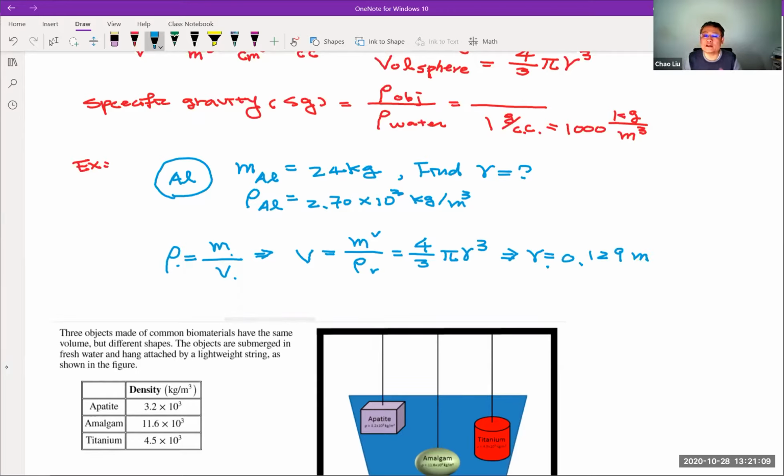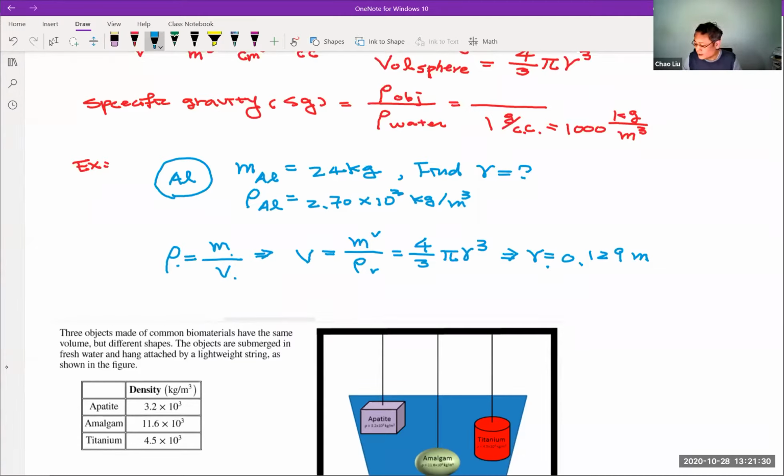Okay, that means the radius of the aluminum is almost 13 centimeters. That's how big the aluminum is going to be to give you 24 kilograms. Any questions about this part? That should be very simple.